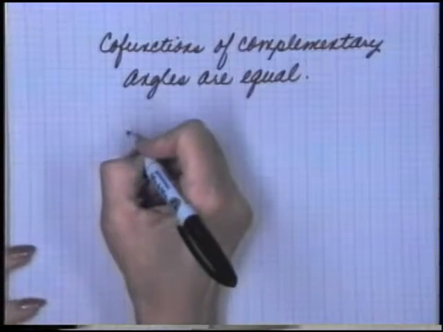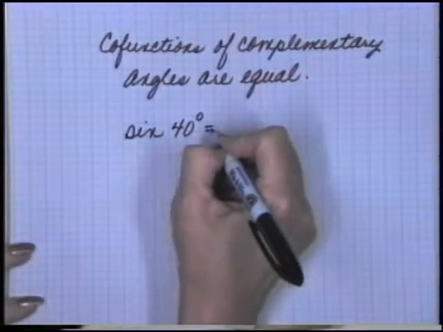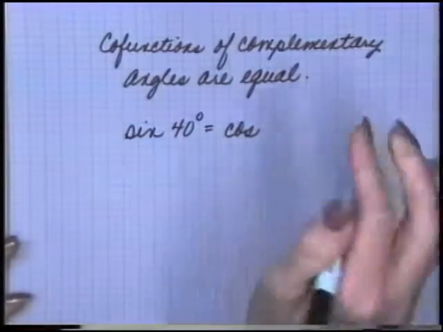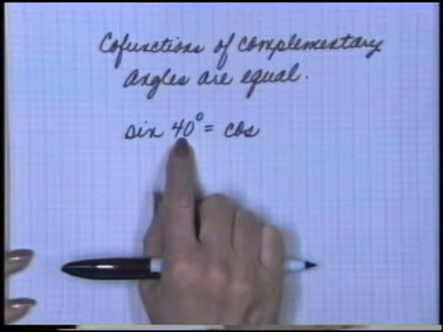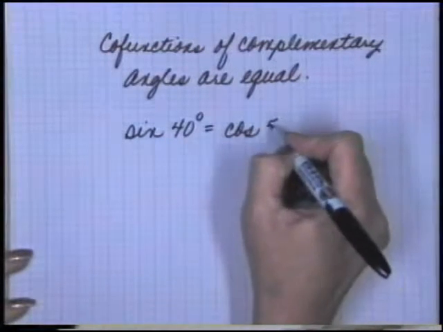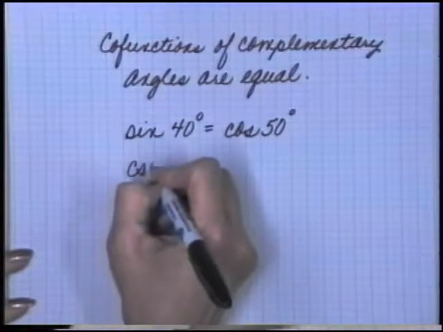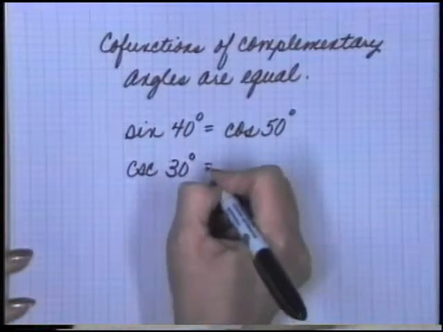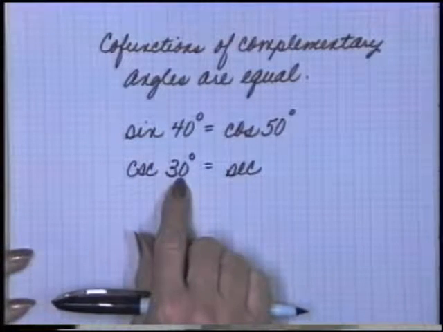What we mean by that is if I have the sine of 40 degrees, it's equal to the cosine of the angle that's the complementary angle of 40 degrees. And what's the complement of 40 degrees? Well, it's 90 subtract 40. It's 50 degrees. If I had the cosecant of 30 degrees, that would equal the secant of the complement of 30.